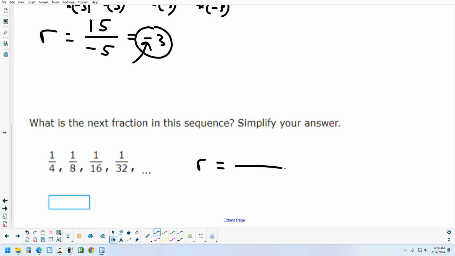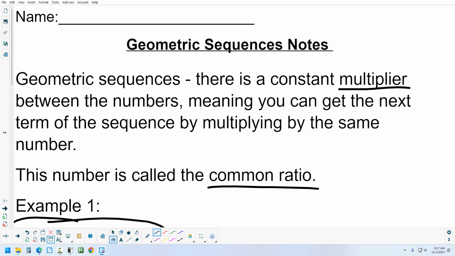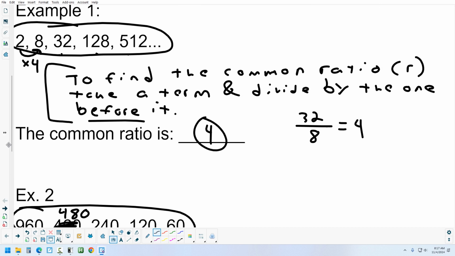So do the same thing we did for the last two. No different. Would you just put the 2 ones at the top and the 4 and the 8 on the bottom, and then multiply the 1 and 1? So to find R, we have to do this: take a term and divide by the one before it. So we're still going to do exactly that same thing.